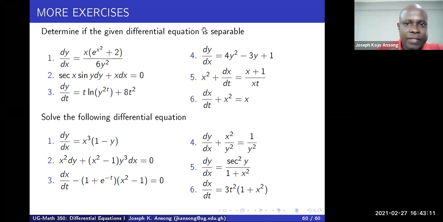Here are some more exercises or problems you can try your hands on. Determine if the given differential equation is separable. Check whether you can separate it. Some of them are, others are not. And this one says solve the following differential equation. Here you are not told the method to use, so you just have to look at it and try different approaches or different methods of solving it.